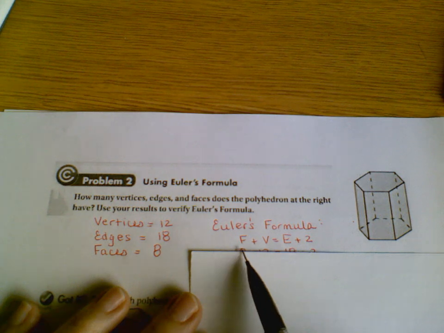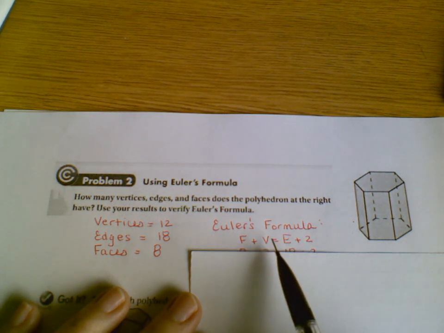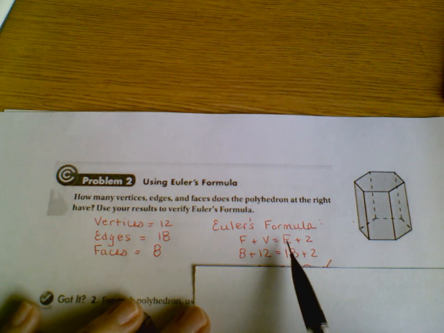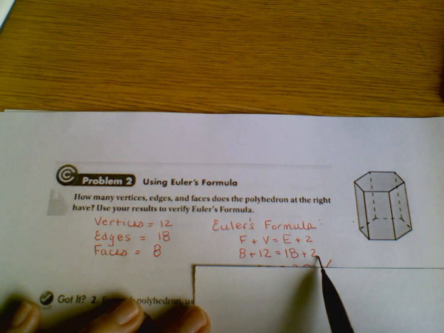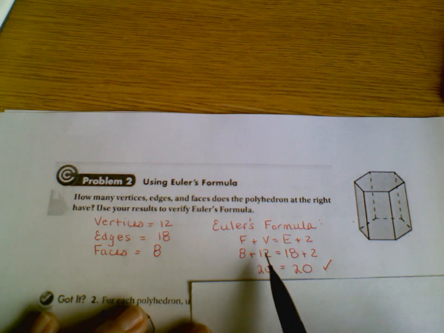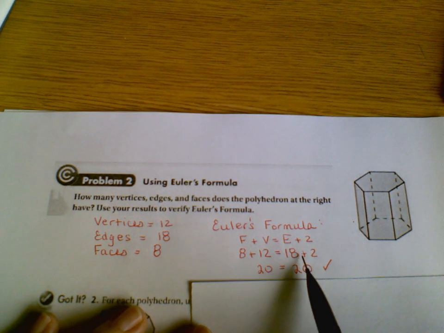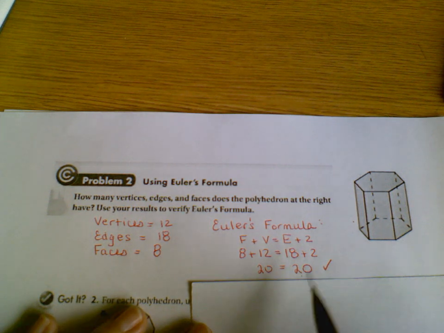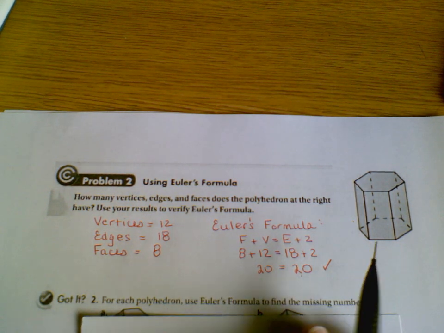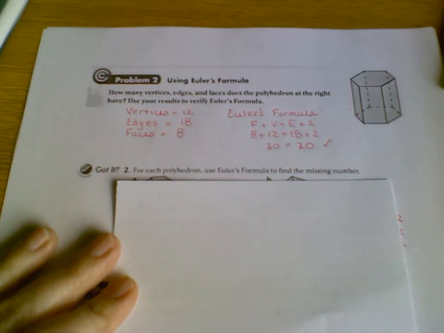So we're going to add our faces and vertices. So I'm going to add 8 and 12, and then I'm going to add my edges, which is 18, and add 2 to that. In order for this to verify, I need to get the same number on both sides. So I get 20 on the left side when I add it, and 20 on the right side, so yes, this does work out. So I would like for you to do the got it question by using Euler's formula to find the missing number.